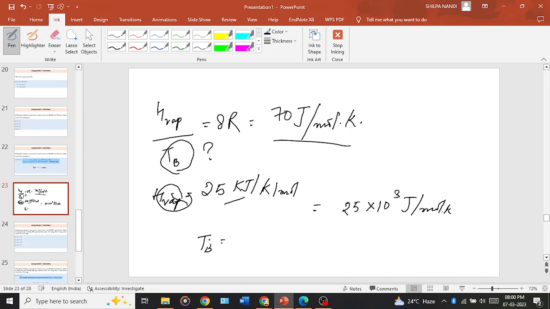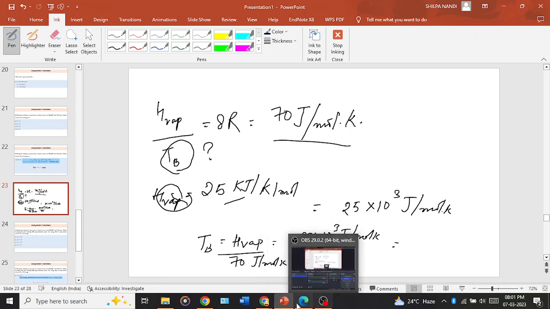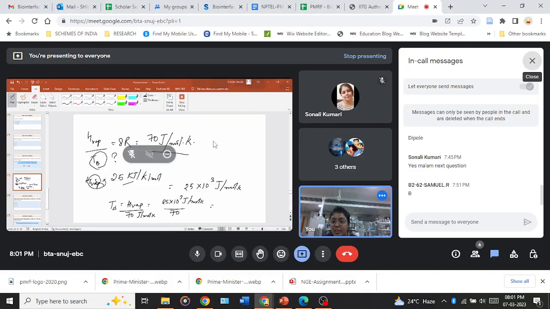So our Tb would very easily come as Tb is equal to, can anyone tell what will be the Tb? So Tb will become H of vaporization by 70 joule per mole Kelvin, and this H of vaporization here we have 25 into 10 power 3 joule per mole Kelvin, right? So you just need to divide it and tell me the answer for this one at least. Do you have a calculator with you? So 25 by 70 and 10 power 3.